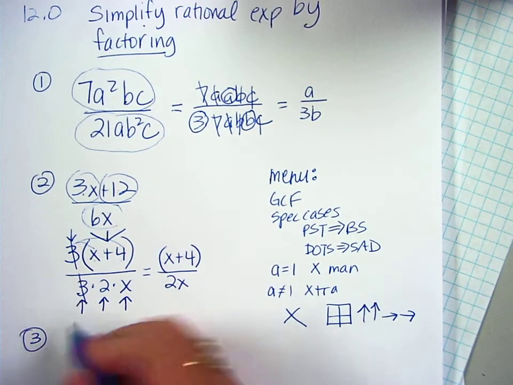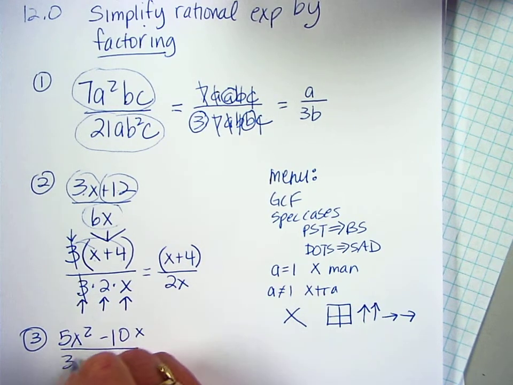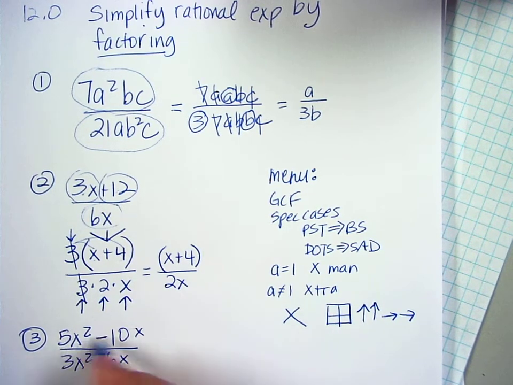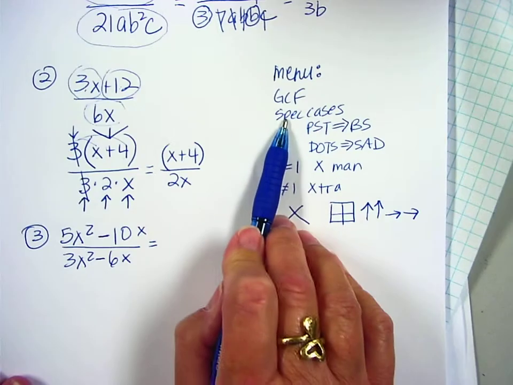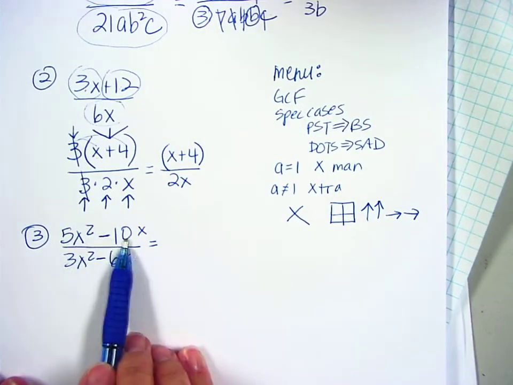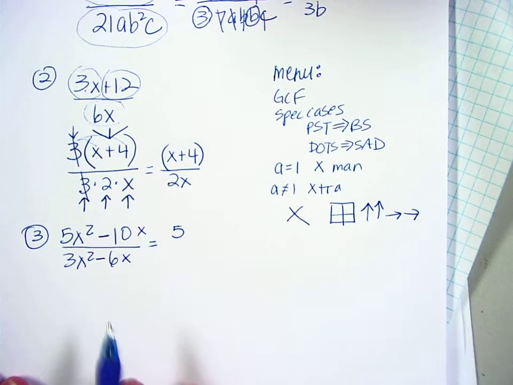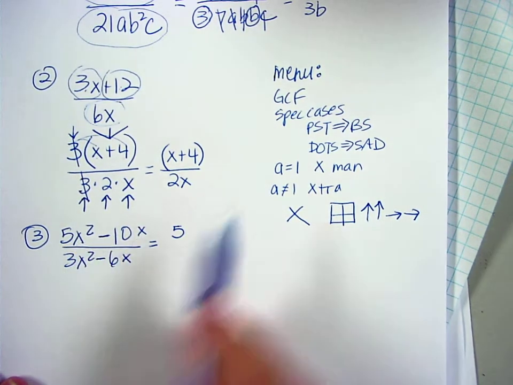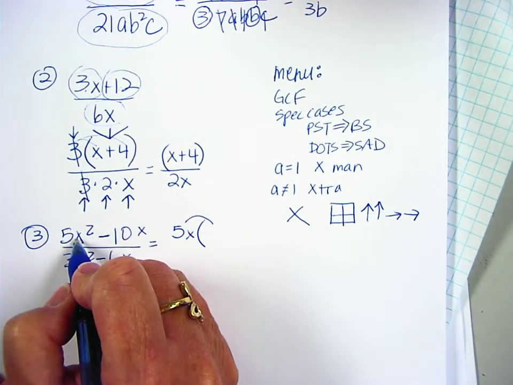Number 3, 5x squared minus 10x over 3x squared minus 6x. See this subtraction sign? 2 terms, binomial. This subtraction sign tells me I have 2 terms, binomial. I factor polynomials using my menu. So I'm going to look for a GCF. In this, I see that 5 and 10 share a factor of 5, and what's the most x's I can pull out of both of these? I believe it's 1x. So 5x times what equals 5x squared?